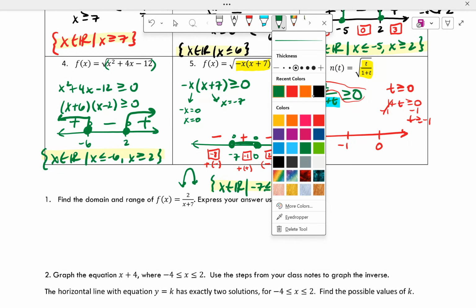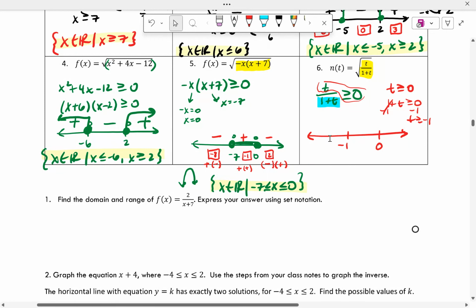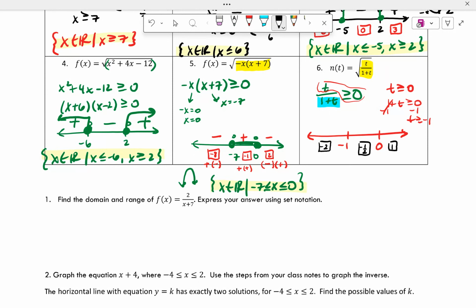Okay, so it's not easily envisioned like a quadratic, right? So I'm going to pick a value a little bit below, a value in between, and then a value above. So a little bit below, right? I would have negative 2, and I plug him in, and I would have negative 2 over 1 minus 2. So it's going to give me negative 2 over negative 1. That's going to give me a positive number. Okay, so I'm good there.